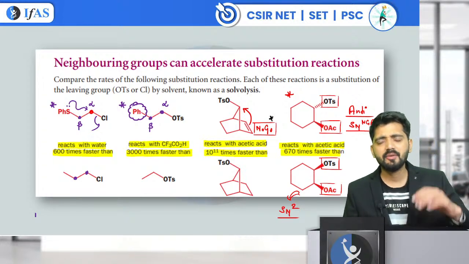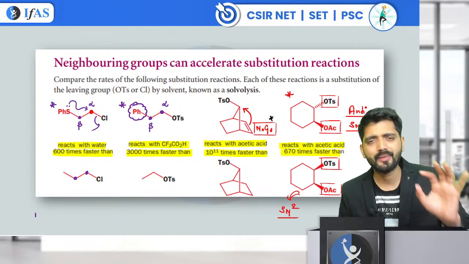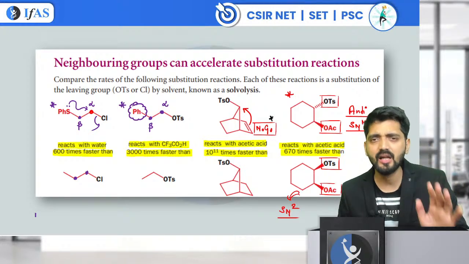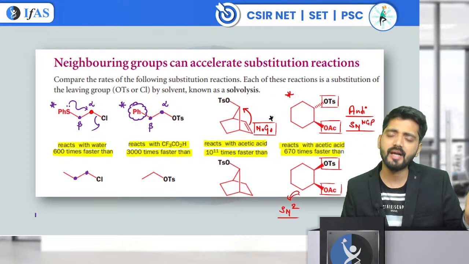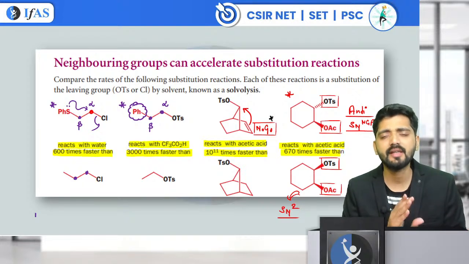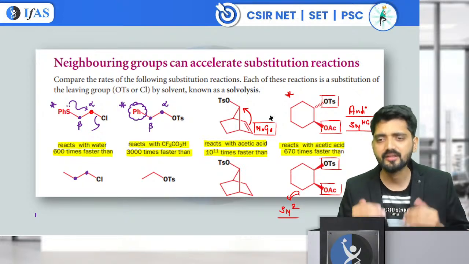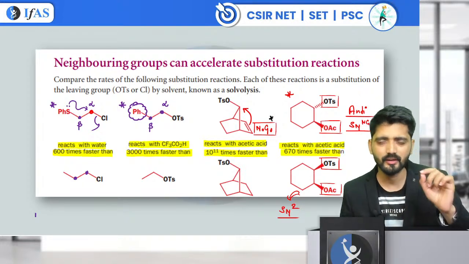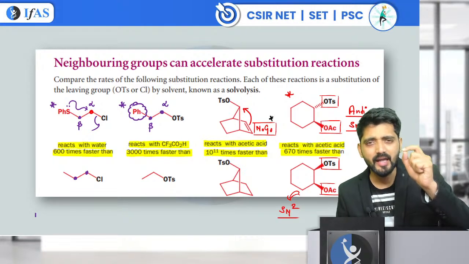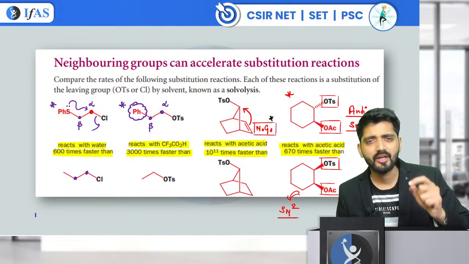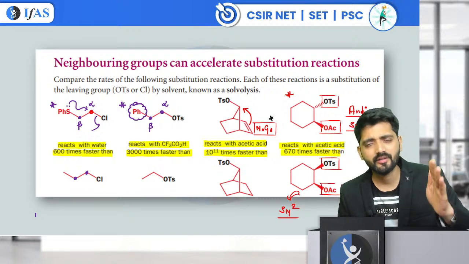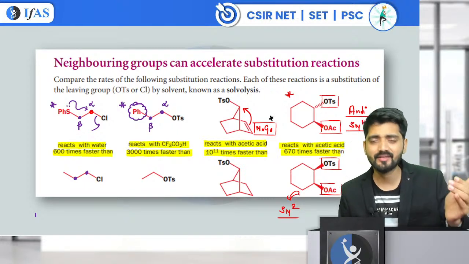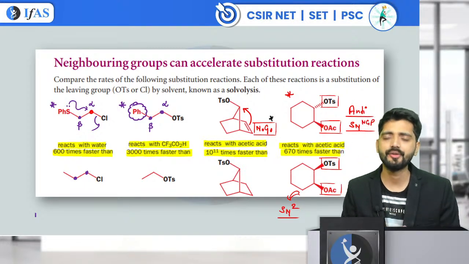Does it mean, sir, that if any group present at the beta center has a lone pair, the rate of the reaction will be high? No, this is not always the case. I repeat what I am saying, do listen very carefully. If at the beta center I place any lone pair group, will the rate of the reaction be faster? No, this is not the scenario.